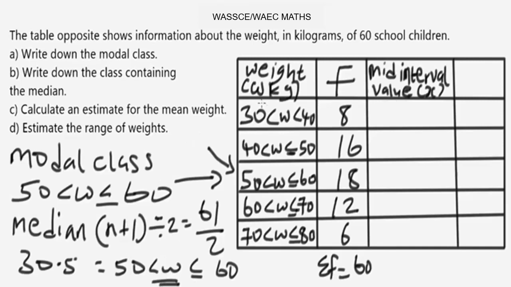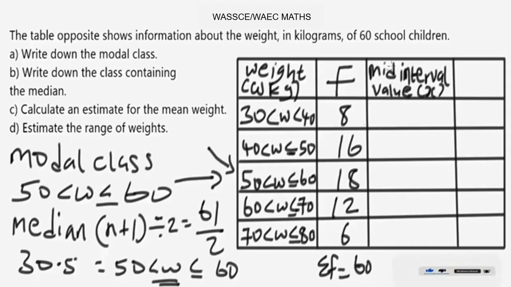Okay, now for the C part of it, it says calculate an estimate for the mean weight. Alright, now for the mean, remember we're going to make use of sigma fx over sigma f. We don't have the mid-interval value, which is our x. So for the mean, you're going to need the mid-interval value of x, and from there you get your sigma fx. Alright, so to get your mid-interval value of x, all you have to do is add the values at both extremes of the weight and divide by 2.